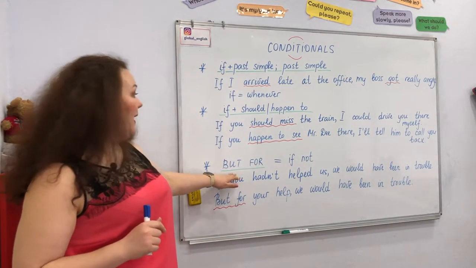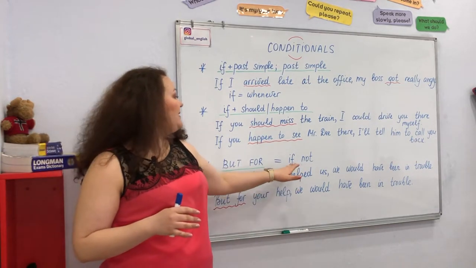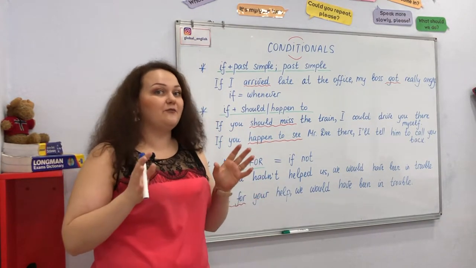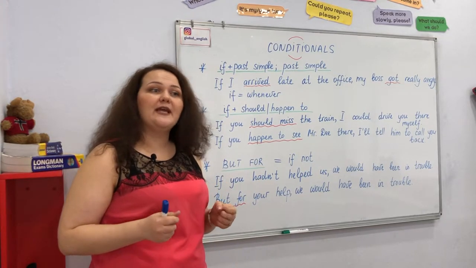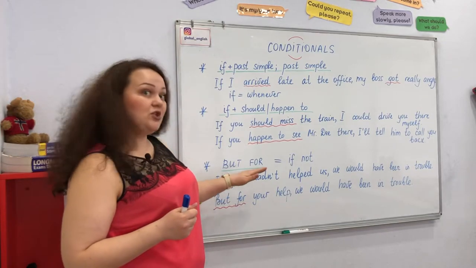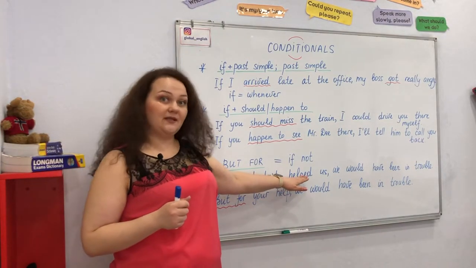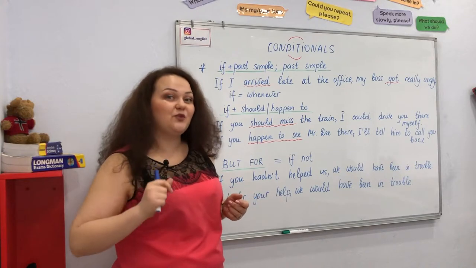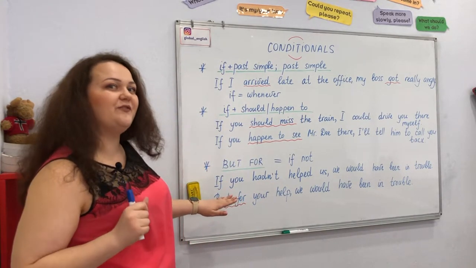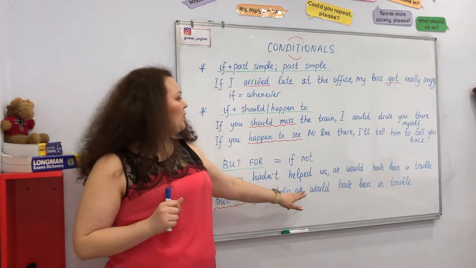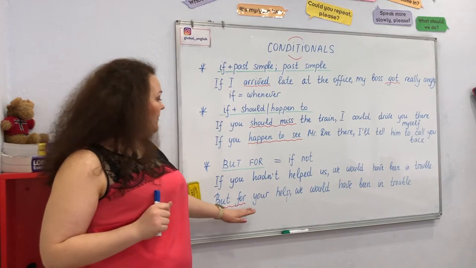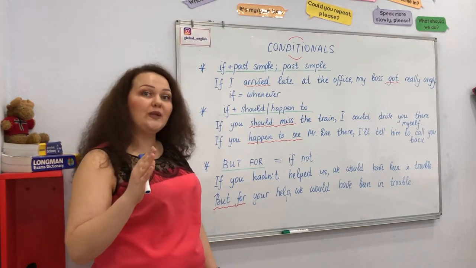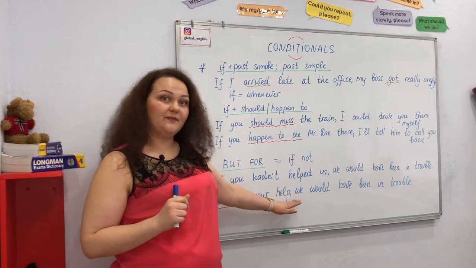Situation number 3, but for. But for equals if not. Let's imagine the situation. For example, somebody helped us very much. We are really grateful, and we could have had trouble. So we might say, if you hadn't helped us, we would have been in trouble. That's a typical conditional. But to make it better, you can modify it a little bit. But for your help, we would have been in trouble. But for plus noun phrase. You can't use a verb after but for, only a noun form. But for your help, we would have been in trouble.